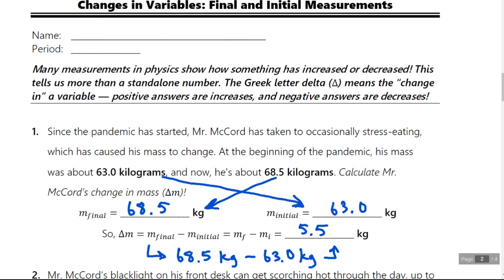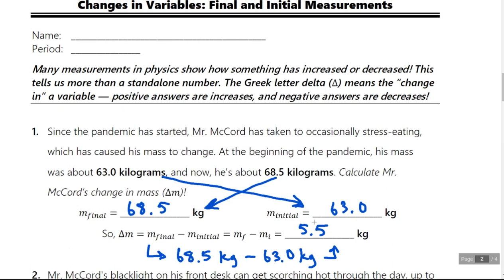Now, back on the topic of the order, why we do it final minus initial. By getting an answer of positive 5.5 kilograms, that's showing that my mass has increased by that much. Since the final measurement is the most recent, and I'm subtracting from it where we started, that shows that my final measurement is bigger than my initial measurement. Which means that my measurement increased. It got larger. I got larger, unfortunately. So this 5.5 kilograms is a positive change.